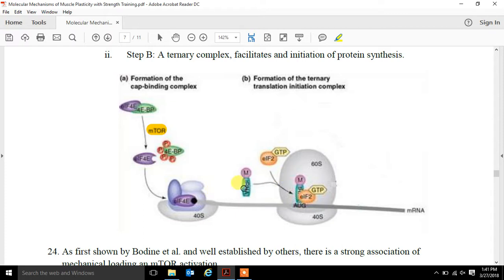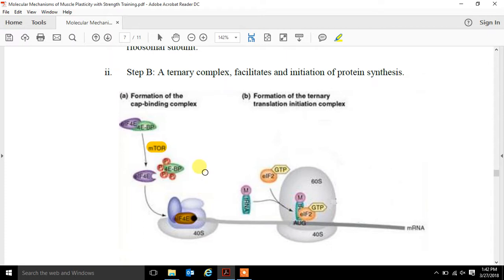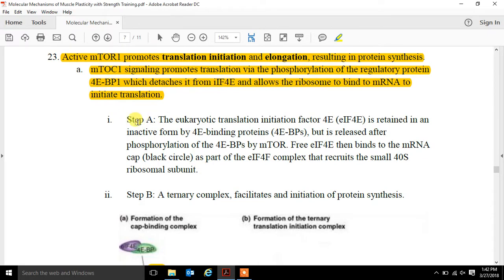So we talked about our small and large ribosomal subunits. It allows for initiating. So we get our initiating factor here, and it can come in and do what it needs to do, and we can get initiation and elongation of our amino acid chain. And that's really what's just stated here in this first step. So our initiating factor that's in its inactive form because it's bound to this 4E-BP is released once mTOR comes in and phosphorylates it, and allows it to bind to messenger RNA and results in recruitment of our ribosomal subunit.